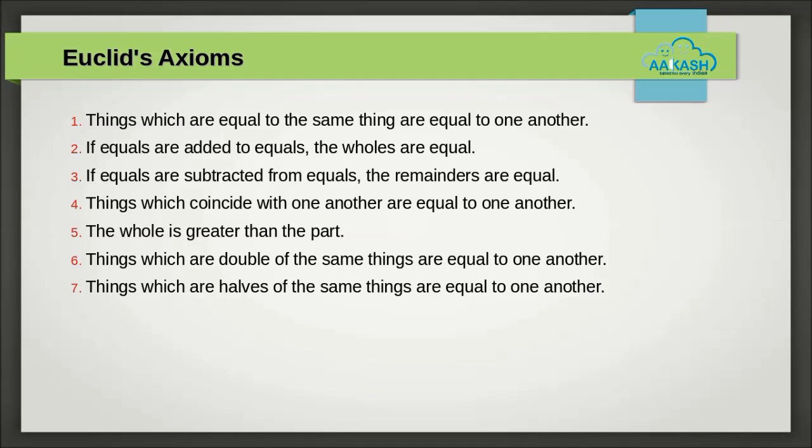Euclid's axioms. Besides definitions, there are some statements which are accepted as truths. These are called axioms. Some of Euclid's axioms are as follows. Things which are equal to the same thing are equal to one another. If equals are added to equals, the wholes are equal. If equals are subtracted from equals, the remainders are equal. Things which coincide with one another are equal to one another. The whole is greater than the part. Things which are double of the same things are equal to one another. Things which are halves of the same things are equal to one another.